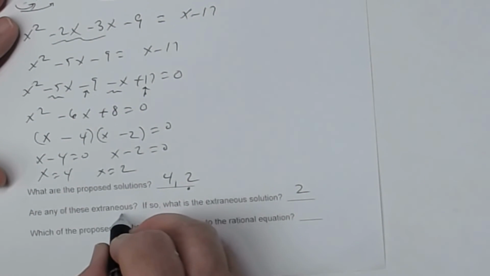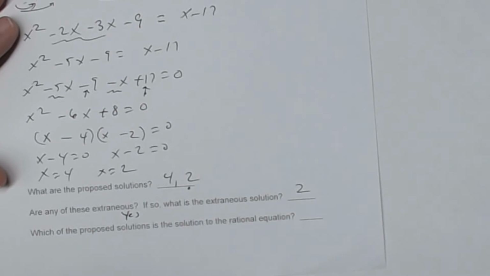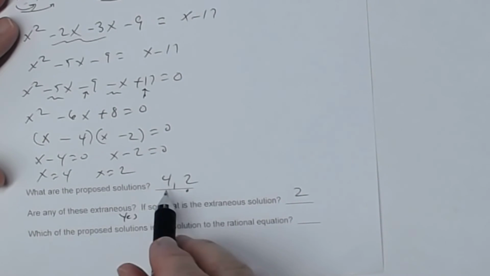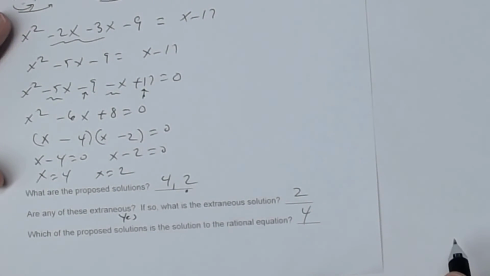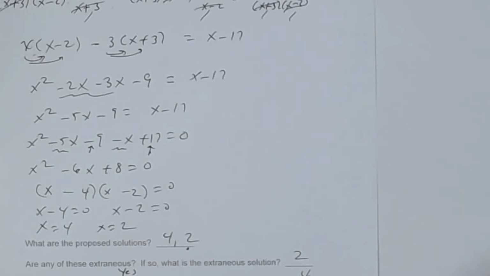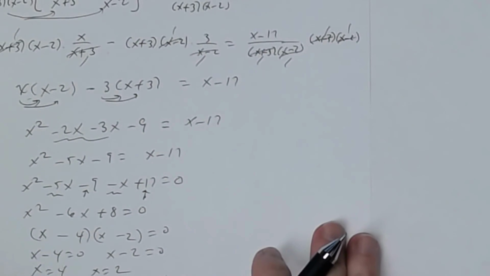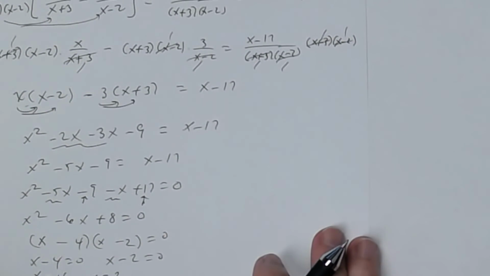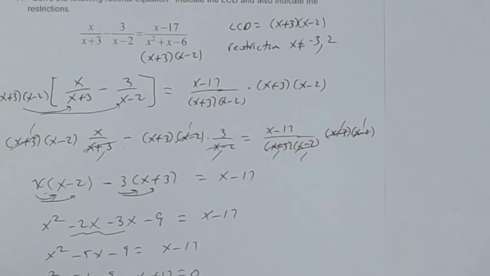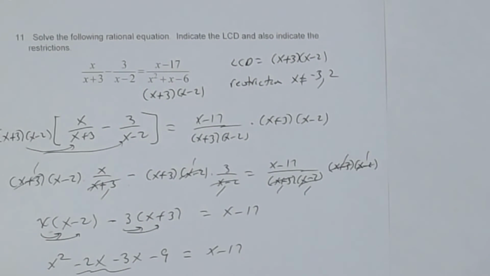So are there any extraneous solutions? Yes. If so, what is it? 2. So that means that the only solution is 4. 4 is the only solution. All right, so that is the key to those problems that were on your test.